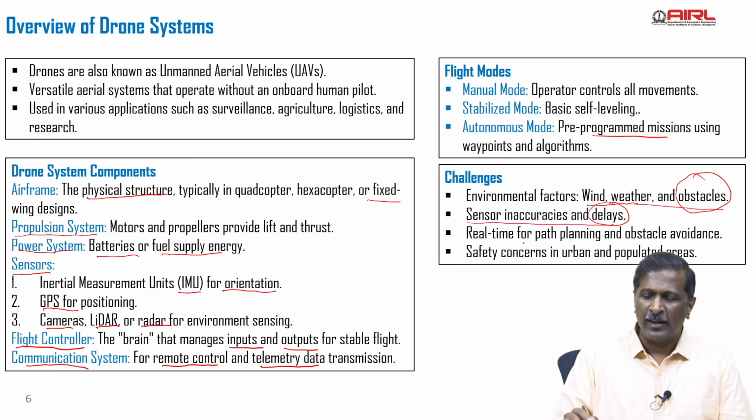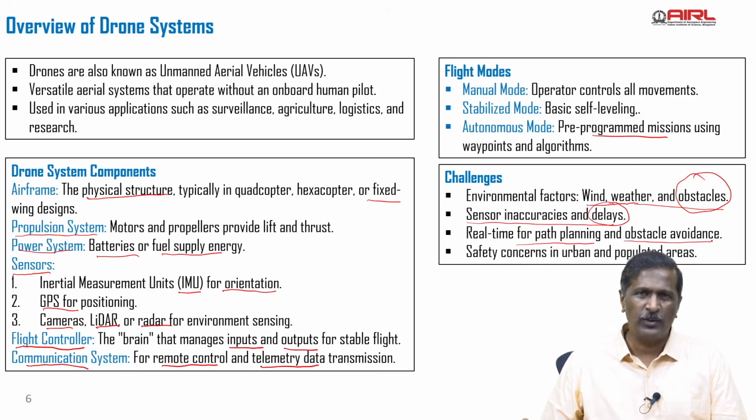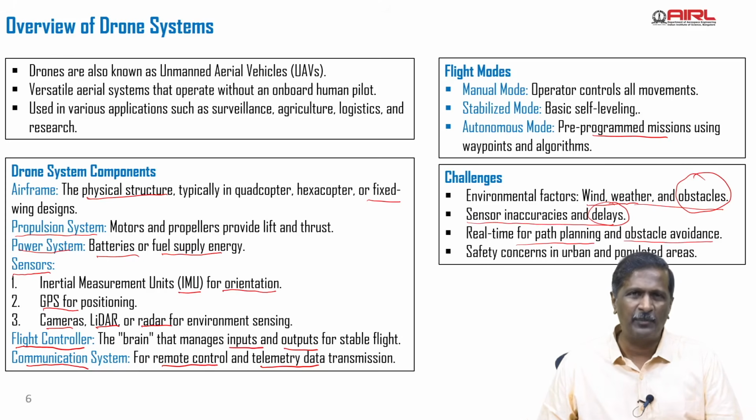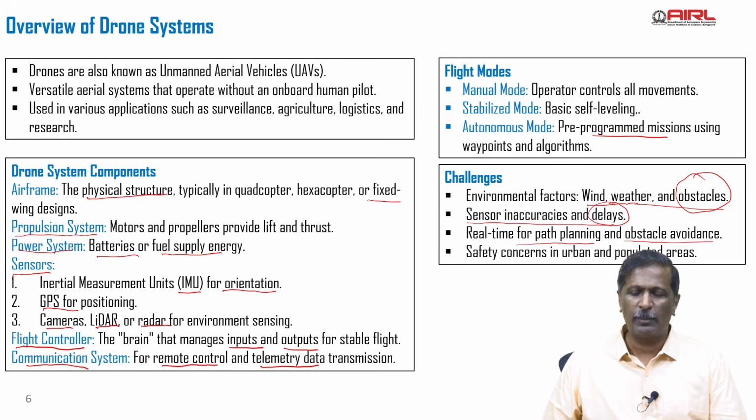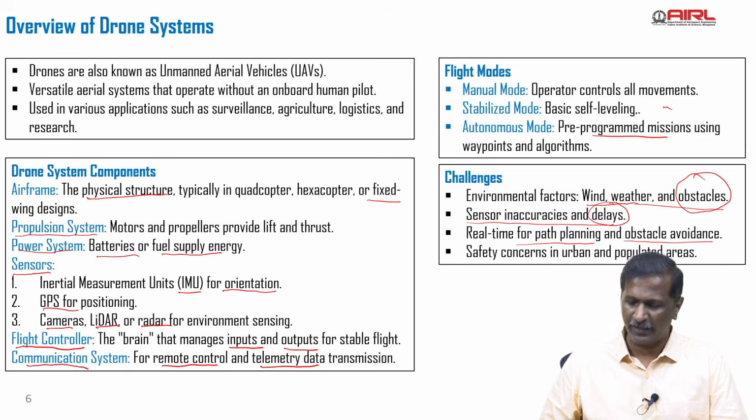The other factor that comes into the picture is path planning and obstacle avoidance. The drone flight controller generates various safer paths in real time for the drone to operate, so that it can perform the expected actions and complete the mission without any problem, right?